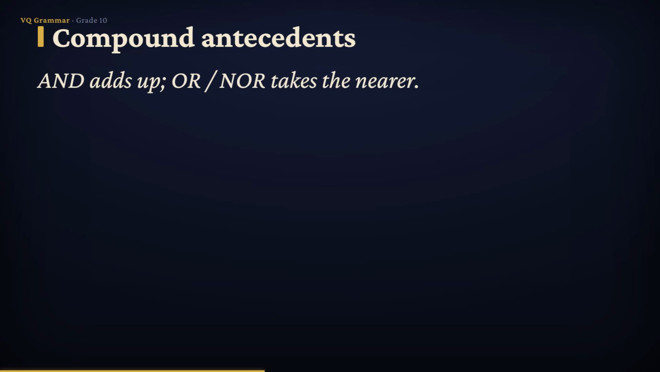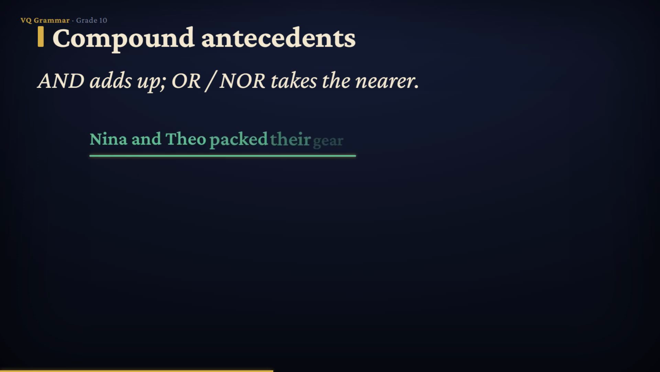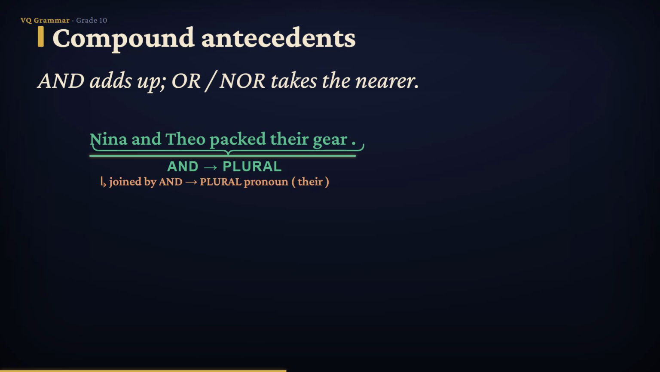Antecedents can also come in pairs. If you remember compound subjects from Lesson 46, you already know how this is going to go. Listen, Nina and Theo packed their gear. Two antecedents joined by and simply add up. Two people, so the pronoun is plural. Their. But join two antecedents with or or with nor, and they don't add up at all.